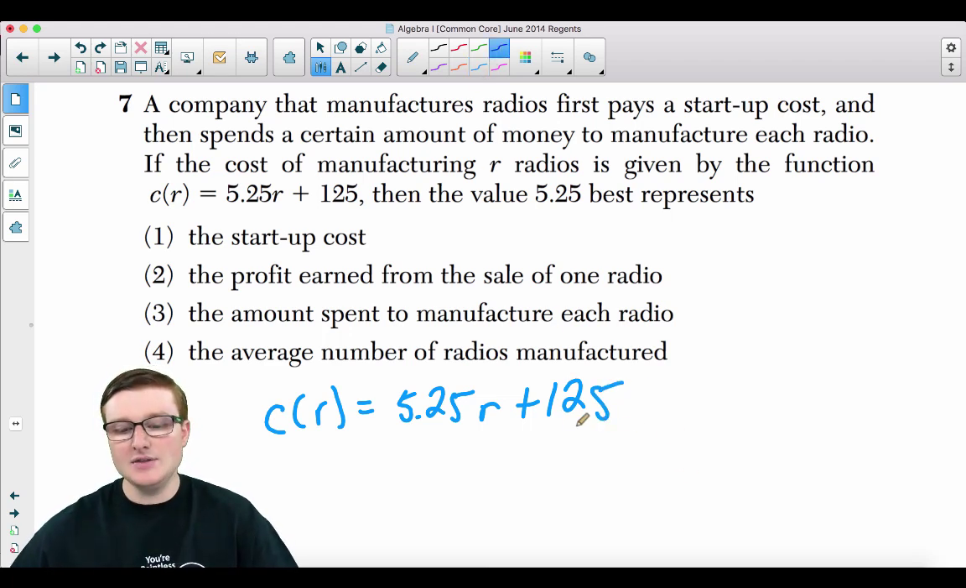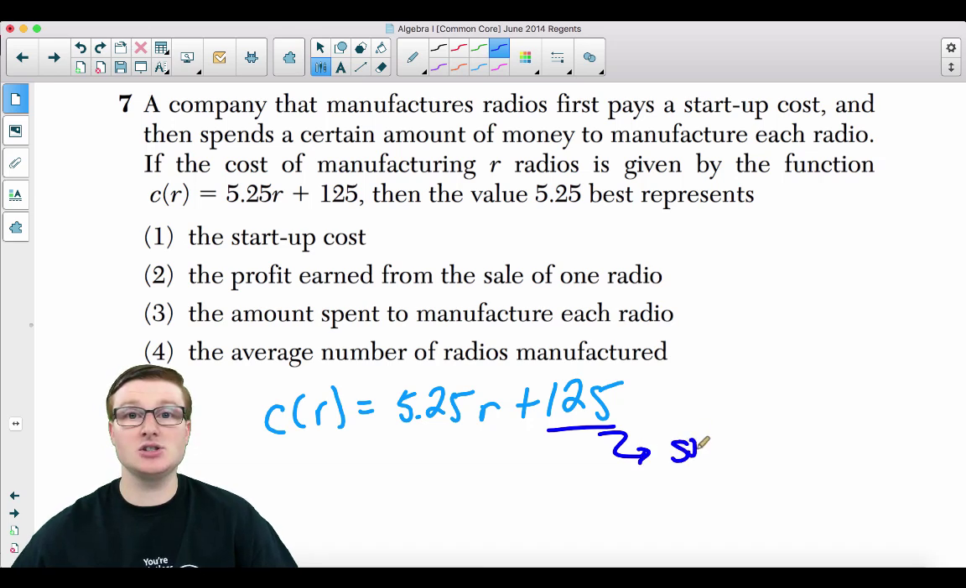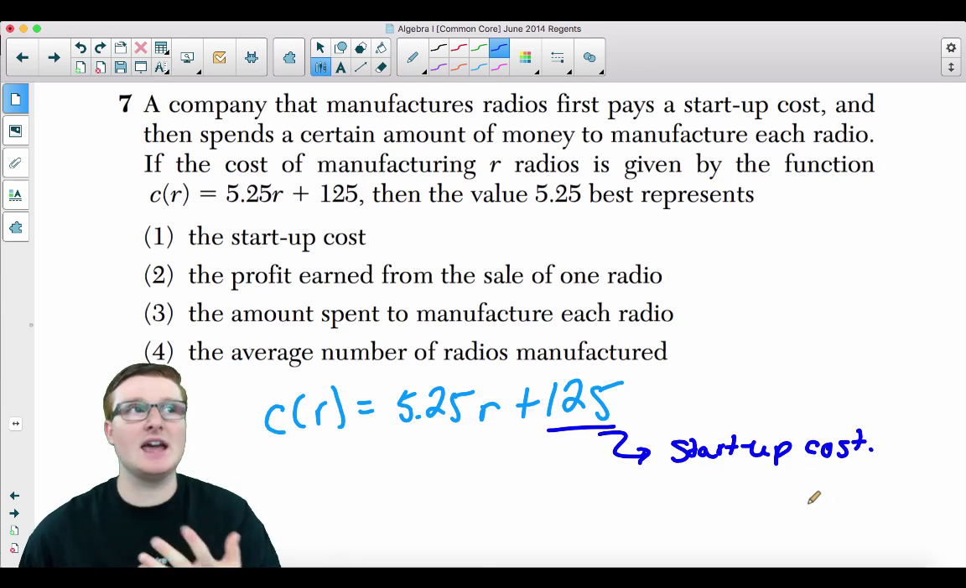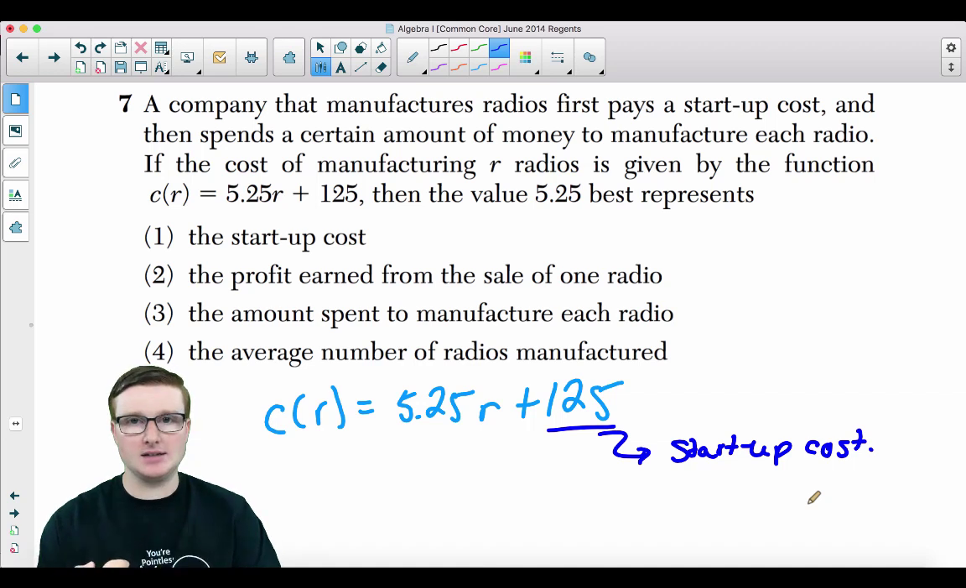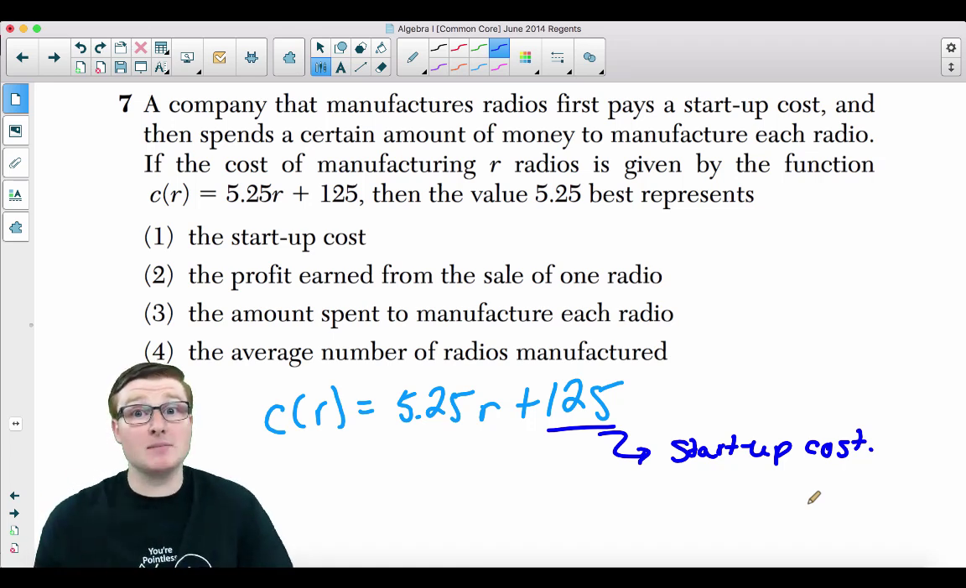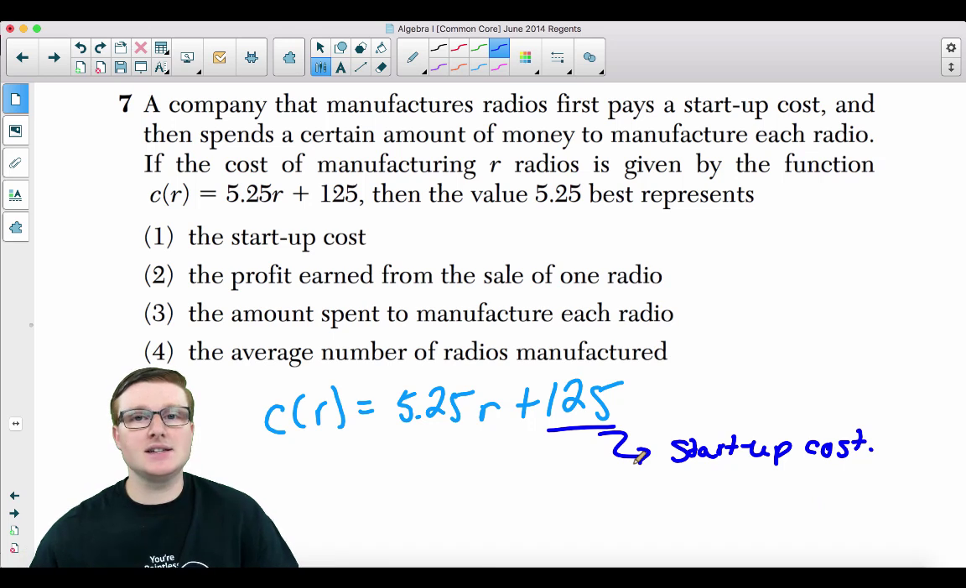This 125 that you see here, this is known as your startup cost. If you're starting a business, let's just say I want to start an Italian ice store, I need to buy the freezers, the ice, lights, posters and everything else. I need to buy things to get my store operating. Then I need to pay my employees. So that's considered a startup cost, and in linear functions, that's your y-intercept.